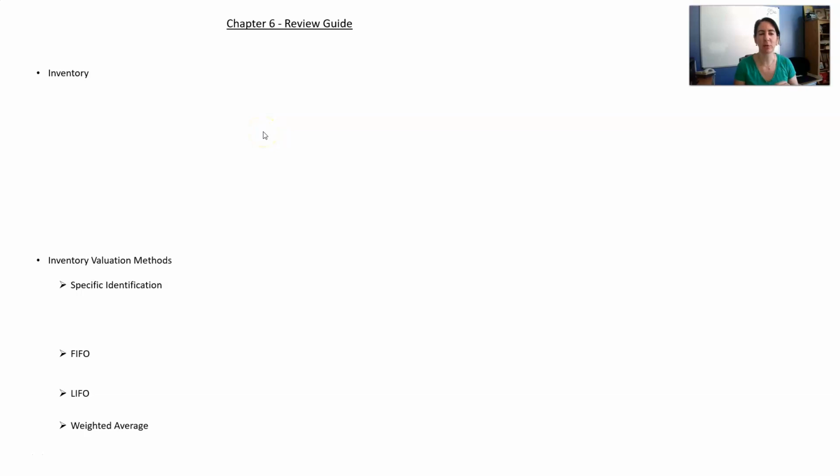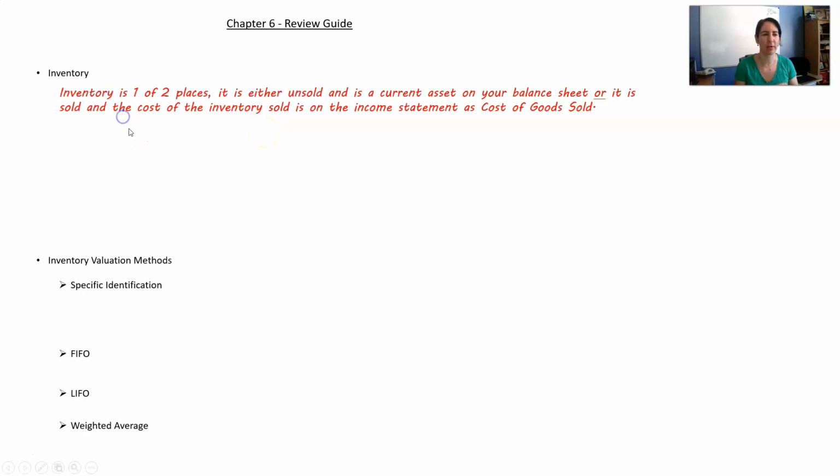All right, so here's our review guide. Start off talking about inventory here. What I'd like to point out to you is inventory is always one of two places. It's either sitting on your shelf, unsold, ready for sale, or you've sold it and it's in your cost of goods sold on your income statement. If you think about it, you're purchasing inventory from somewhere and then you either have it or you've sold it. So it's either an asset on your balance sheet in the current asset section, or once you've sold it, those costs go over to the income statement and are listed in the cost of goods sold section.